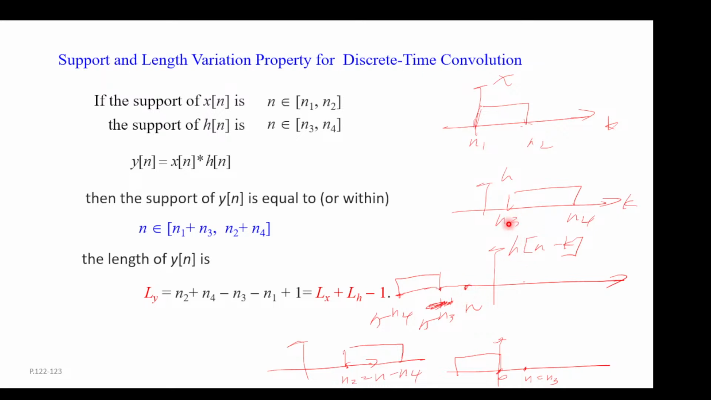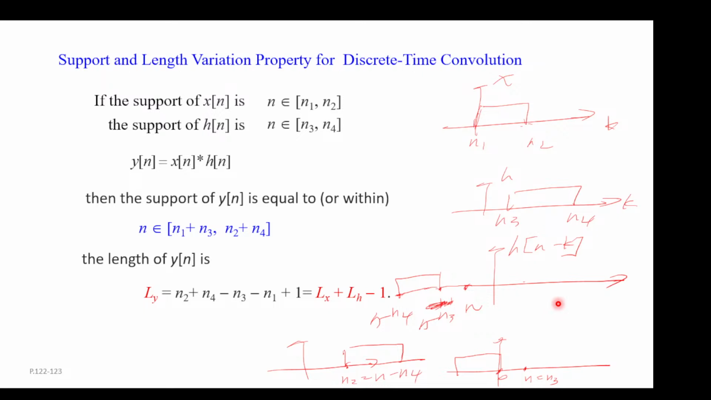With n at some point here, 0 will go to n, and we have the time reversal. So n3 will become n minus n3, and n4 becomes n minus n4. And we see where n must be for this thing to have overlap. It starts overlapping when n equals n3, where n minus n3 becomes 0. And it stops overlapping when n minus n4 becomes n2. So n minus n4 equals n2, then n equals n2 plus n4.